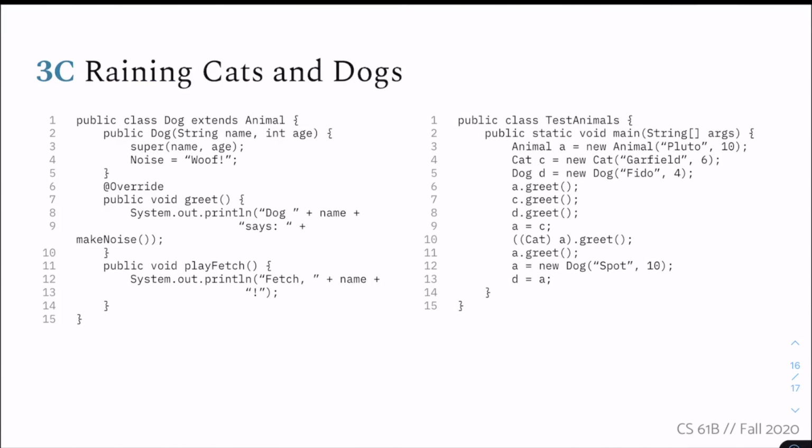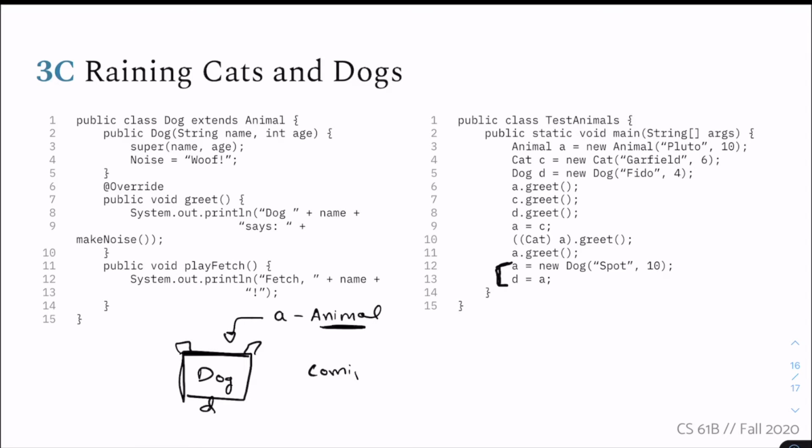Now let's consider a second hypothetical. So let's say we add these two lines to the bottom. A equals new dog and D equals A. So again, at compile time, all our computer sees is that you have a box that fits a dog called D. And in this box, you are trying to put A, which is, as far as the computer knows at this time, an animal. So this will cause a compiler error.